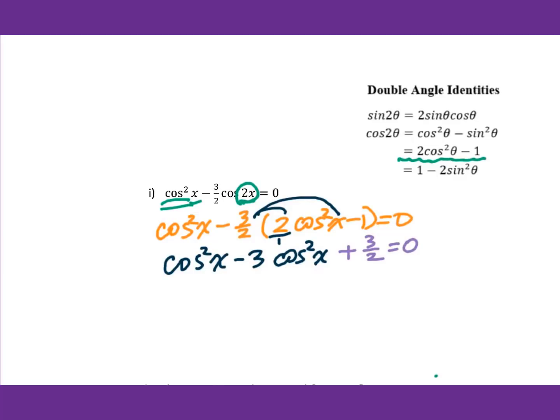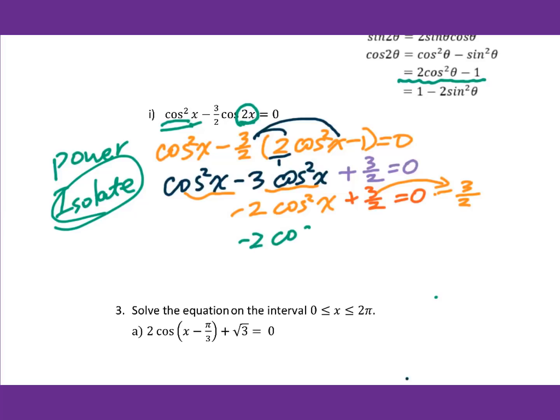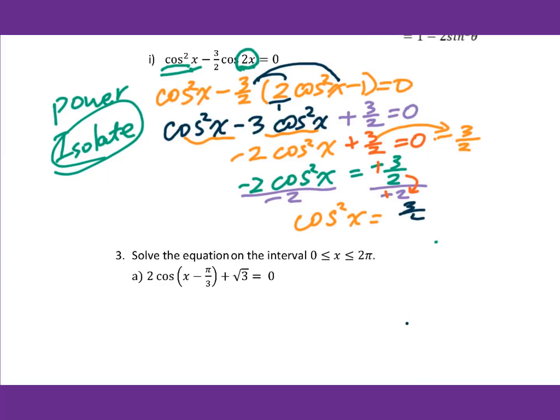Combine like terms, you got negative 2 cosine square x plus 3 over 2 equal to 0. Since this is a power pattern, therefore you need to isolate the variable. Minus 3 over 2 both sides, you got negative 2 cosine square x equal to negative 3 over 2. Then divide by negative 2 both sides, you will get cosine square x equals negative negative will be positive, and this 2 going down. You will get 3 over 2.